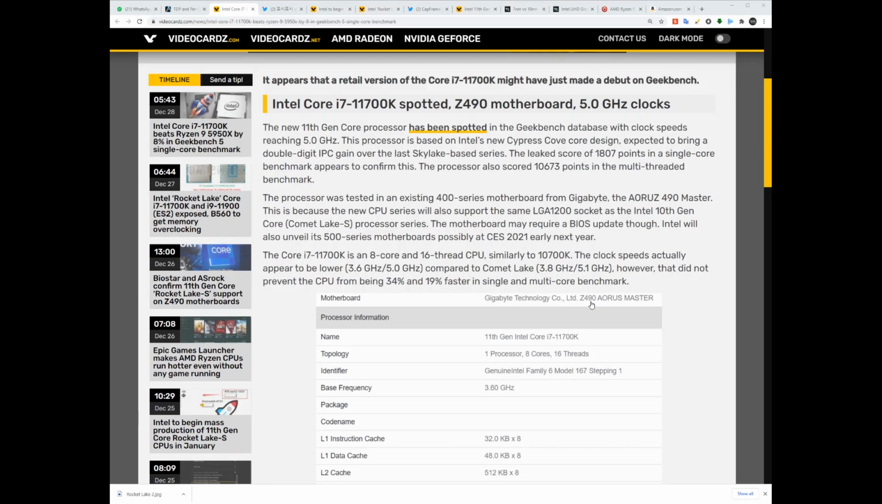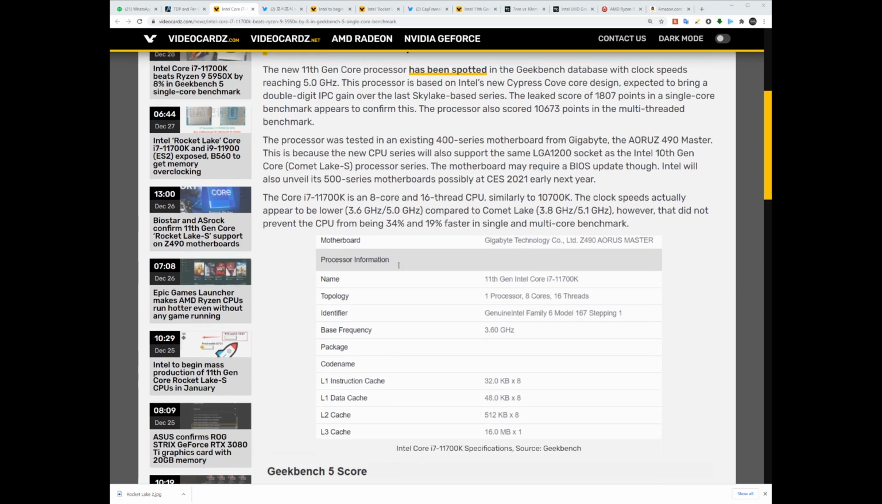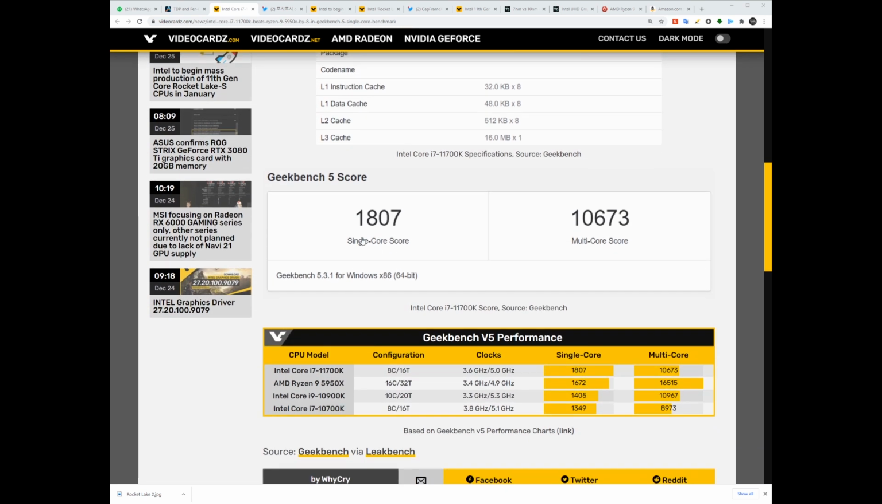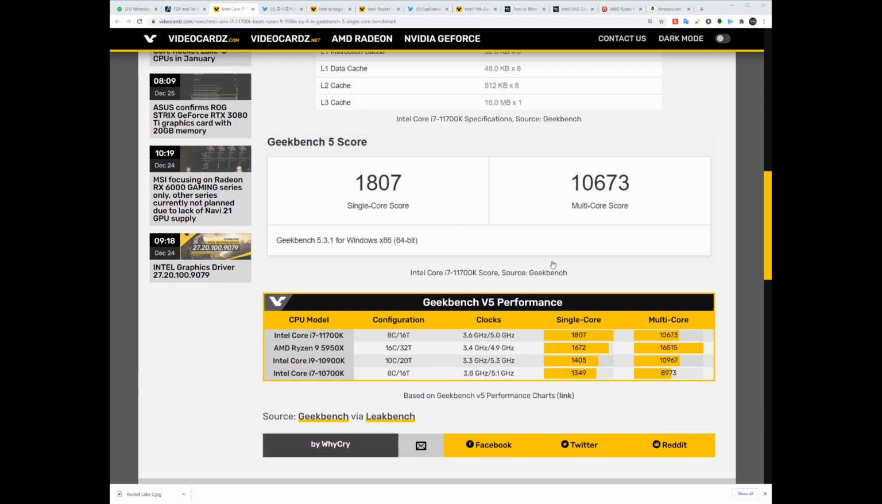Let's take a look at this i7-11700K benchmark. I'm not going to read the whole article, but essentially, the i7-11700K is an 8-core, 16-thread CPU. It's going to have a 3.6 GHz base clock and a 5 GHz boost clock, and we're just going to move straight to the Geekbench score here, which is 1807 for the single core score and 10,673 for the multi-core score. Now let's compare it to the Comet Lake equivalent, the i7-10700K, whose single core score was 1,349. That's a huge jump from the 10700K to the 11700K, about a 34% difference in single core performance in terms of Geekbench. That's a crazy improvement in my book.